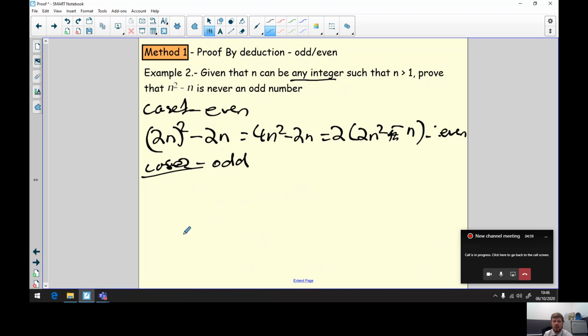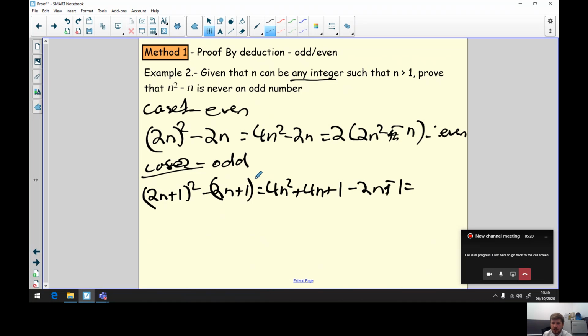Sorry for that awful handwriting. Case 2 is odd, so if I had 2n plus 1 squared minus 2n plus 1. Expanding that, I get 4n squared plus 4n plus 1 minus 2n, minus 1. That is going to be 4n squared plus 2n, which is 2 lots of 2n plus n, which again would be even.